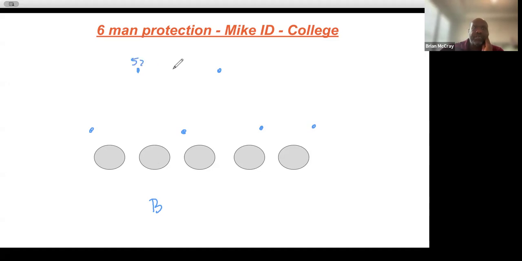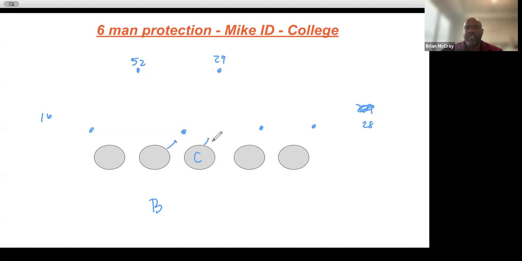Okay, so the idea is basically that we're just going to ID which one is the Mike. So I'm going to say this is 52 and this is 29. I'm going to say the backer is going to be 16 and this is going to be 28. Okay, so again, all the center has to do is ID where the Mike is. So if he says 29 is the Mike, that means the slide is going to be to the right.